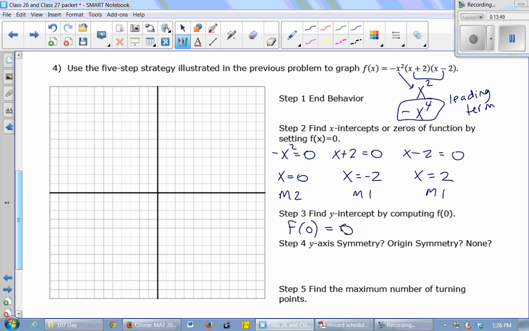So what does that leading term tell me about the end behavior? What's it going to look like? Both down, because even degree means the end behaviors are the same, both up or both down. Negative leading coefficient, down. So my end behaviors are both down. All right, how about even or odd? Is it even? How do you know?